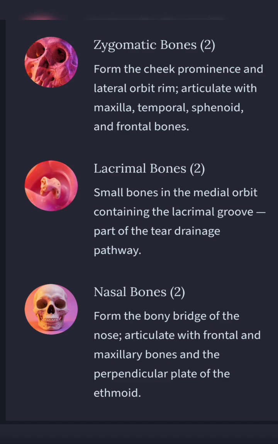Zygomatic bones, 2, form the cheek prominence and lateral orbit rim, articulate with maxilla, temporal, sphenoid, and frontal bones. Lacrimal bones, 2, small bones in the medial orbit containing the lacrimal groove, part of the tear drainage pathway. Nasal bones, 2, form the bony bridge of the nose, articulate with frontal and maxillary bones and the perpendicular plate of the ethmoid.